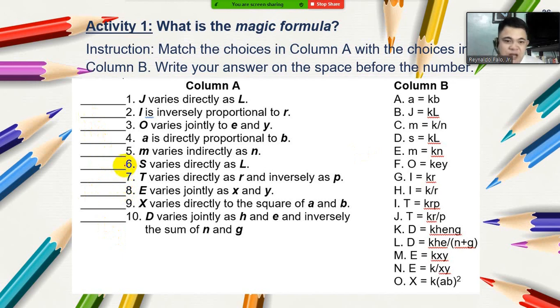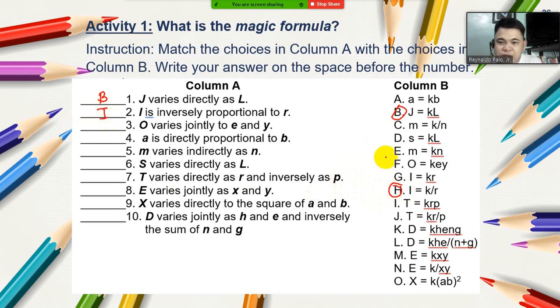Again, J varies directly as L. So the correct answer is B, which is J is equal to KL. This is a direct variation statement. Let's have number 2. I is inversely proportional to R. Again, I is inversely proportional to R. So the correct answer here is H, I is equal to K over R.